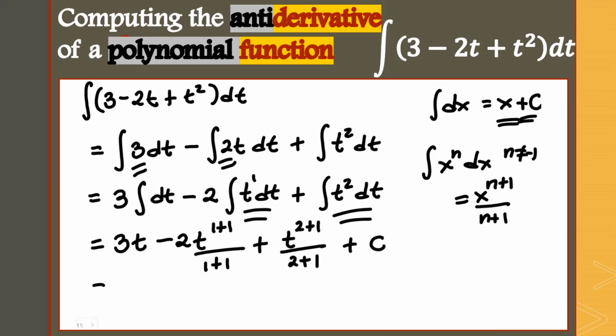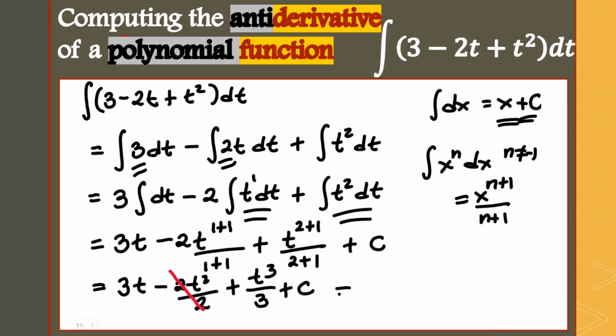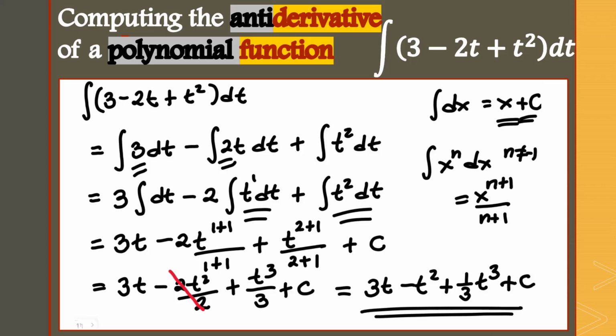Now let's finalize this. You have 3t, and you have your minus 2t squared over 2. You have your plus t cubed over 3 plus c. And since we still have here factors, what we have here is the final answer. You have 3t minus t squared plus 1/3, if you would like to, t cubed, and plus c. This is the antiderivative of the given polynomial function.